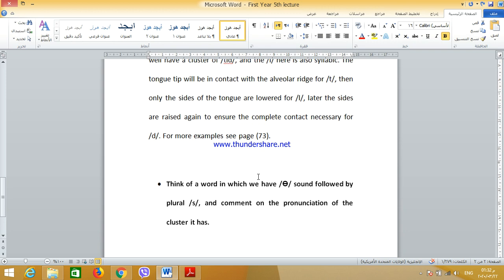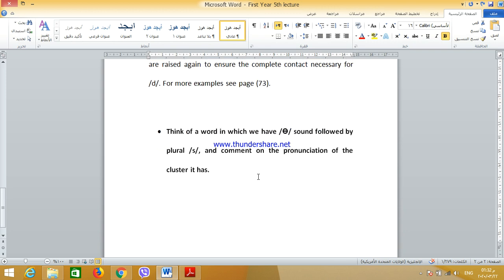Now we will finish our lecture with a question. Think of a word in which we have the th sound followed by plural s. So we have the combination or the cluster of th and s all together, and comment on the pronunciation of the cluster it has. I expect you'll think about this question and come up with interesting answers.